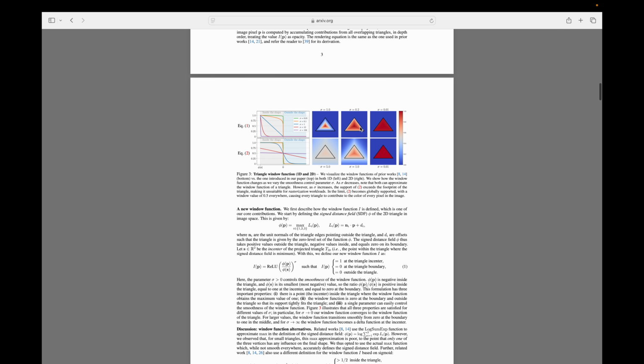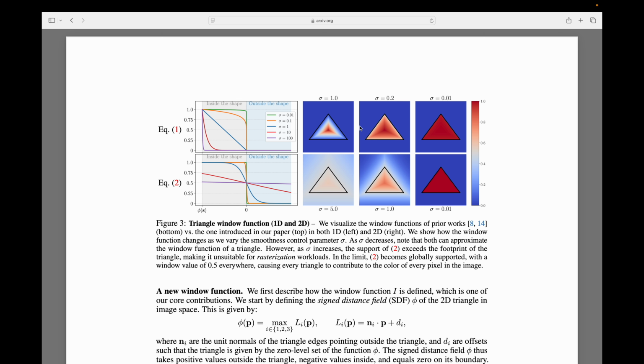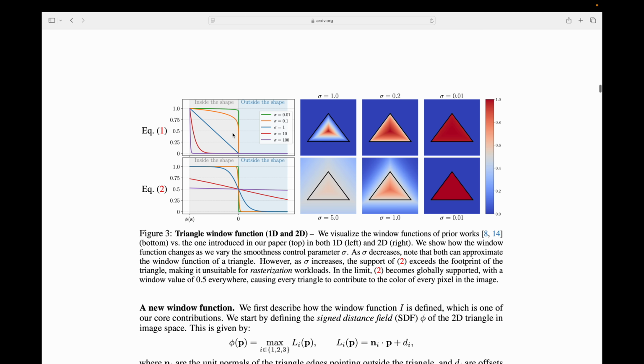In Gaussian splatting, there is also the same mechanism, which is based on the Gaussian PDF. The closer you are to the mean of the Gaussian, the higher the density, well, the higher the opacity. And when you go further away from the mean, the opacity decays. Here, they implement this mechanism with a new window function that ensures smooth gradients, and that allows optimization.